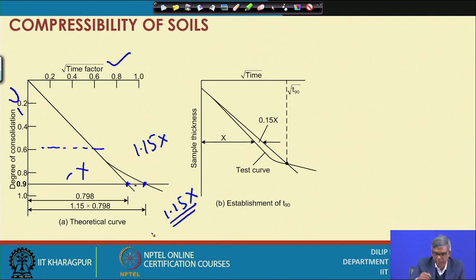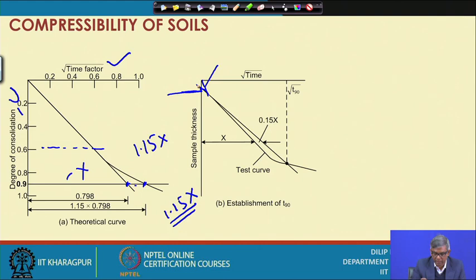So, you can see now the test curve. Generally initially there will be a curve, and then it will come like this, if you plot root time versus sample thickness. Then if there is a curve, we can extend the straight portion and take this as the zero start point of the consolidation. If the soil does not have this initial portion, then you get the zero point correctly, but if there is a curve, then the straight portion can be extended to intersect the x axis here, and that will be the starting point of the consolidation.